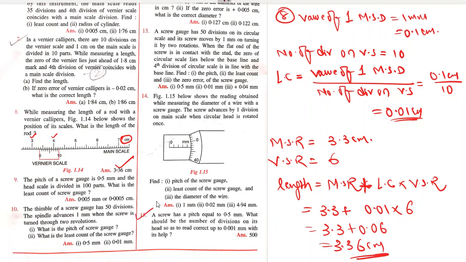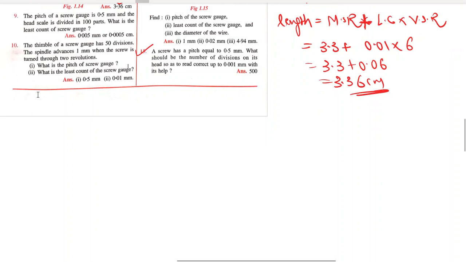The next question is 15th, in which somebody had a doubt. Let's solve that. A screw has a pitch equal to 0.5 mm. Pitch is the least distance moved by the screw when you turn it by one complete rotation. So the pitch of the screw is given as 0.5 mm, which is 0.05 centimeter. What should be the number of divisions on its head so as to read correct up to 0.001 millimeter?